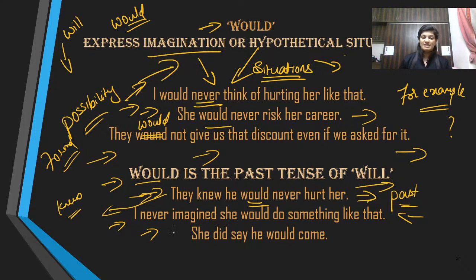Okay, fine. She did say he would come. Yesterday, when I was talking to her, she did tell me that he would come to the party in the evening, but he never showed up. Would you like to have some tea? I would like to join the Air Force in the future. Yes, again, you're talking about a possibility. Like I said, possibility speaks about future actions. Would can also be used in future actions where you can speak about a possibility.